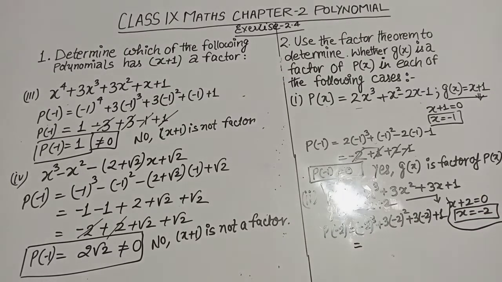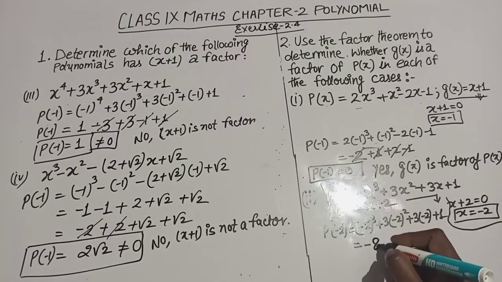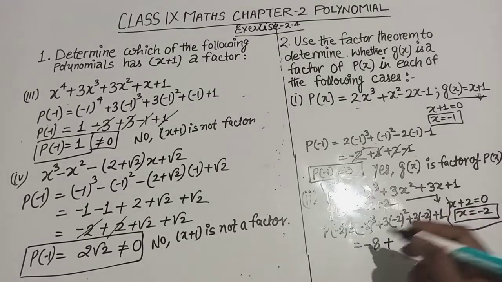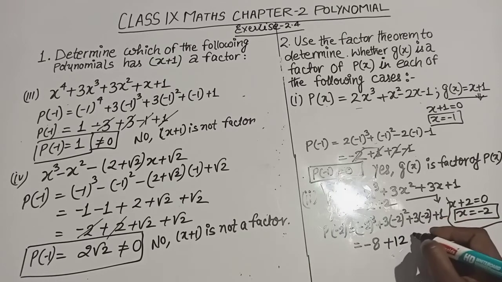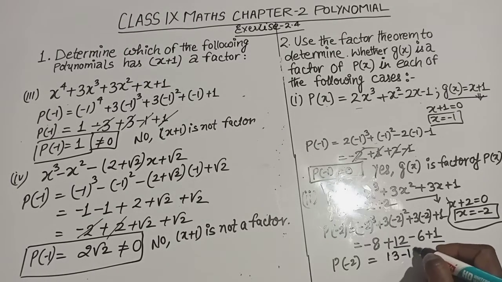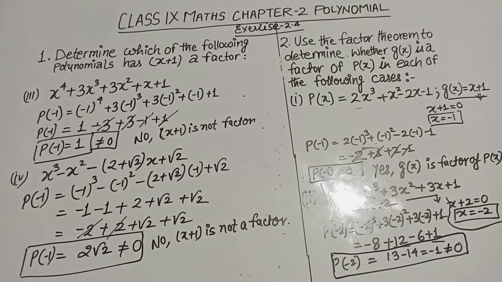So minus 2 cube again is minus, because a minus with an odd power is always minus. 2 cubed is 8. Minus with an even power is plus. 2 twos are 4, and 4 threes are 12. So minus 6 plus 1. So p(minus 2) is minus 8 plus 12 minus 6 plus 1, which gives minus 1, which is not equal to 0.